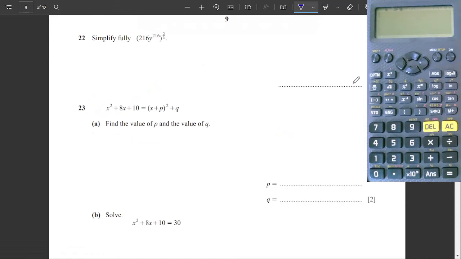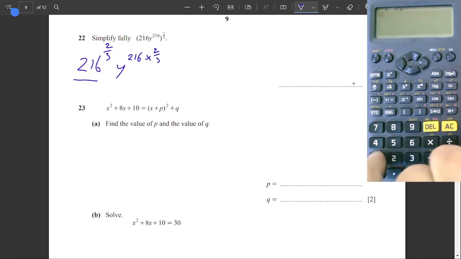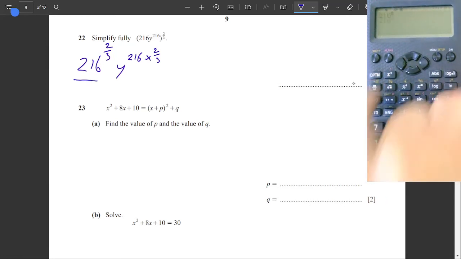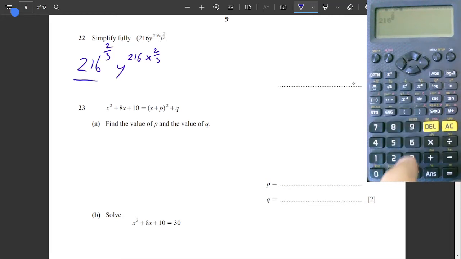Question 22, indices again. Now remember, everything in that bracket is to the power of 2/3. So we can rewrite it like this, 216 to the power of 2/3. Y, which is to the power of 216 to the power, so a power to a power, we multiply it together. All right, so first over here, 216 to the power of, put a fraction in, 2/3. Bam, 36. Got it.